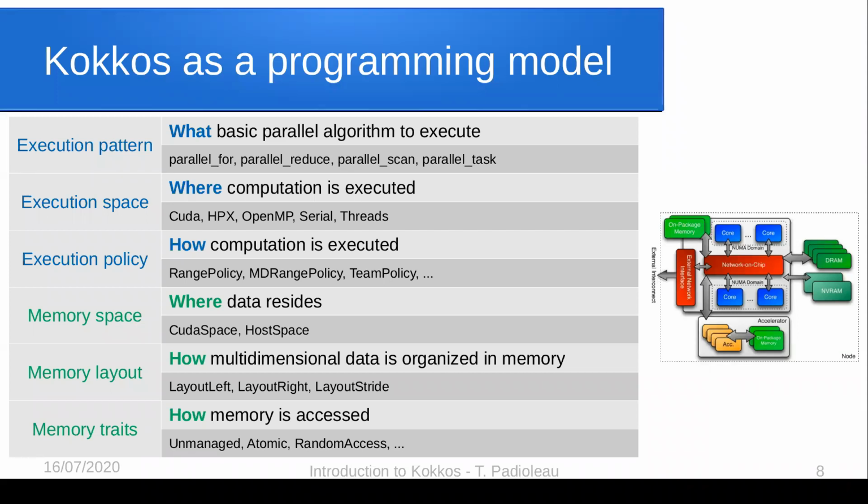As it is multidimensional, you have a choice of the memory layout. Internally, the memory is contiguous, so you have to choose how to map this contiguous memory into a multidimensional index. And you can specify some memory traits, which specify how you access your memory, if it is atomic, random access, or read-only access.